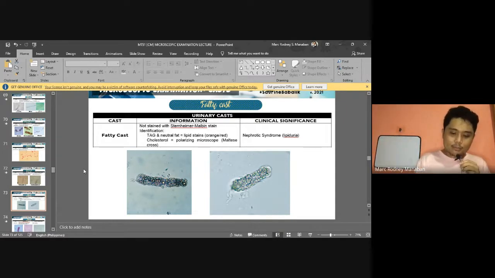Now, if you want to determine the components of the fatty cast, whether TAG or cholesterol, it's not really necessary because both of them have the same significance. So the mere reporting of fatty cast seen is already significant. You don't have to identify if it's triglycerides or cholesterol, but you can, with further tests. But you can report it without identifying the composition of fats. Okay? So that's for fatty cast.